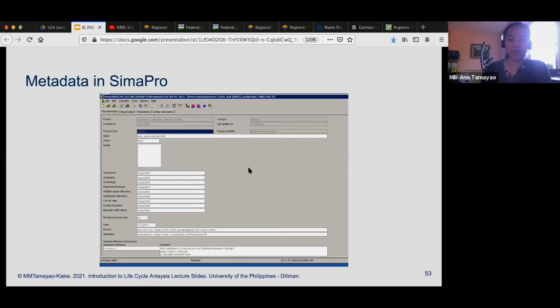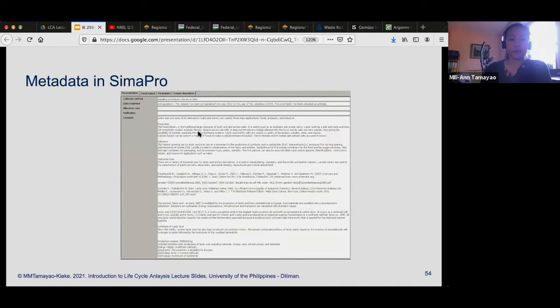So this is the one that I was looking for. This is the one for SimaPro. I skipped a bit, I guess. So you can see here the documentation for each unit process. You have the time period, geography, technology, etc., and more information about the data set.